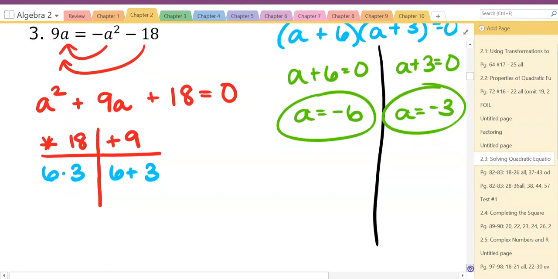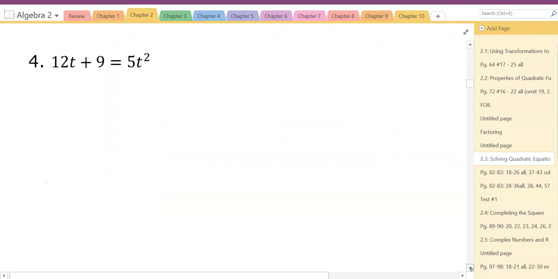Now for number 4, this is going back to, again, we have to rewrite it like we've done on 2 and 3. But we have a number other than 1 sitting in front of that squared term. We have a 5t squared. This is going back to those ones that we had to factor out the longer way, where we had to take our a times our c. So we're going to do this one together.